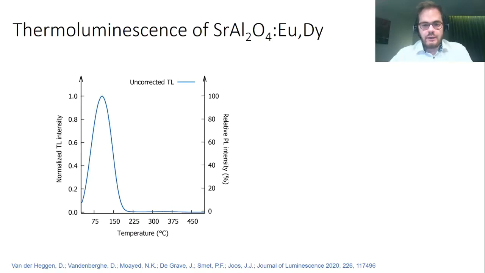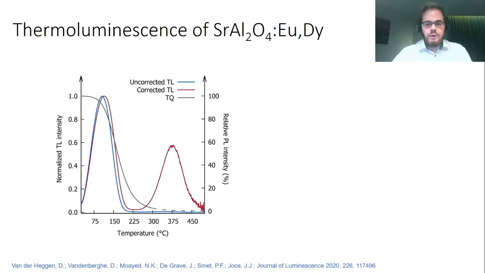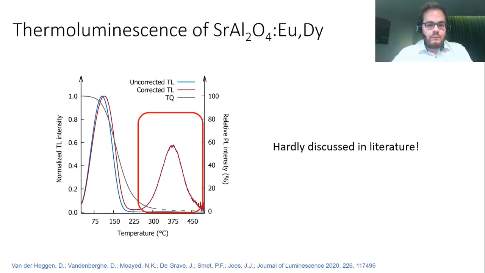However, we should keep in mind that glow curves should be corrected for thermal quenching, which in the case of strontium aluminate sets in around 165 degrees. Performing this correction reveals a second broad thermoluminescence peak, which is located at considerably higher temperatures and which can hence be expected to be stable at room temperature. Consequently, it can also be expected that these deeper traps do not directly contribute to the afterglow of the material. However, these deeper traps have hardly been discussed in literature, so we are not completely sure.